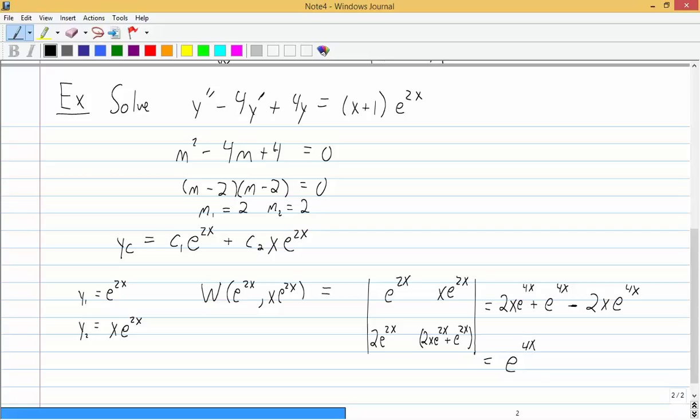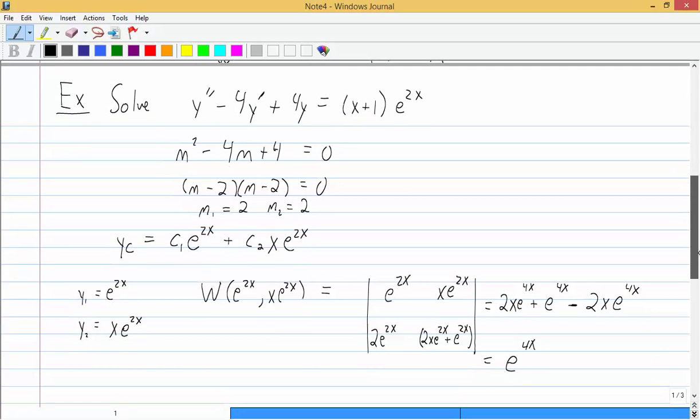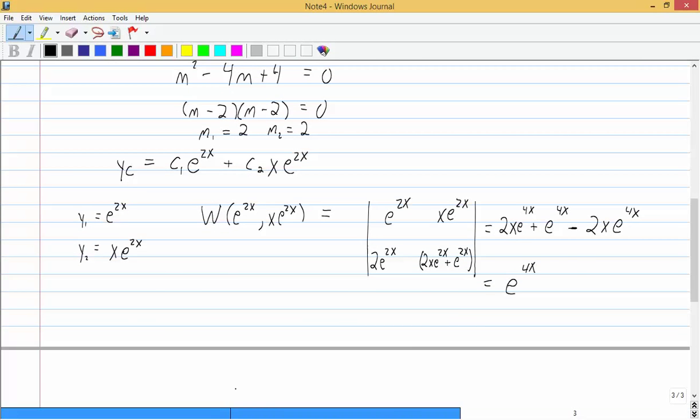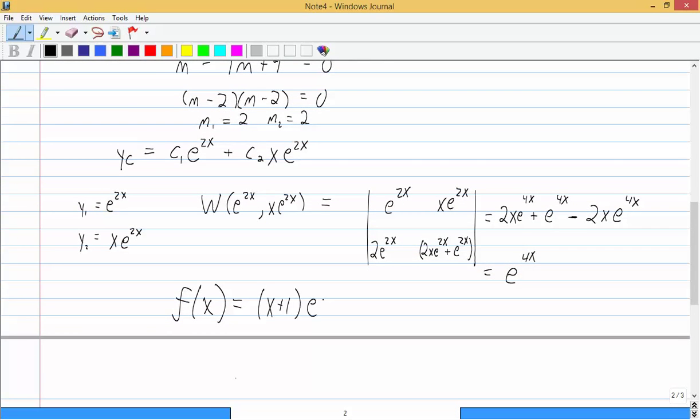Alright, since the coefficient of y double prime is already 1, there's nothing that we have to do. If the coefficient wasn't 1 in front of y double prime, at this point, this is when you would need to make the coefficient equal to 1. Okay? But it's already 1, so what is our f of x equal to here? F of x is simply equal to the right side of the differential equation. So f of x is equal to x plus 1 times e to the 2x. That's just the right side of the differential equation. That could change if there would have been something different in front of y double prime. All right.